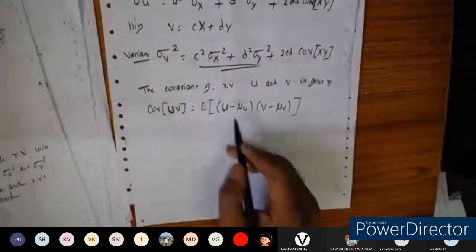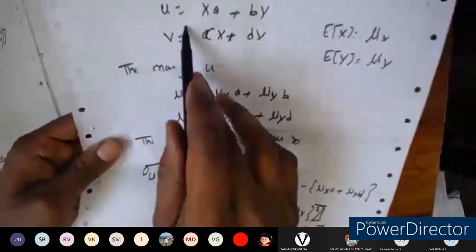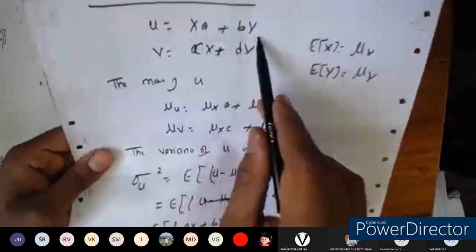Now we know that u is nothing but a combination of two random variables, aX plus bY, and v is cX plus dY. The mean of u is a·μx plus b·μy, and the mean of v is this one here. Let us substitute these things in this expectation here.